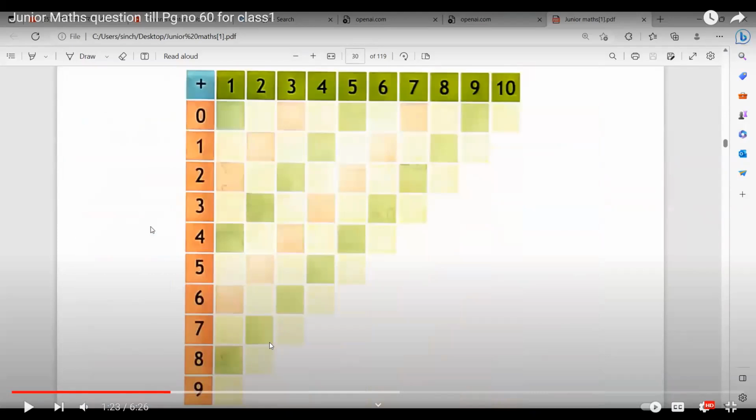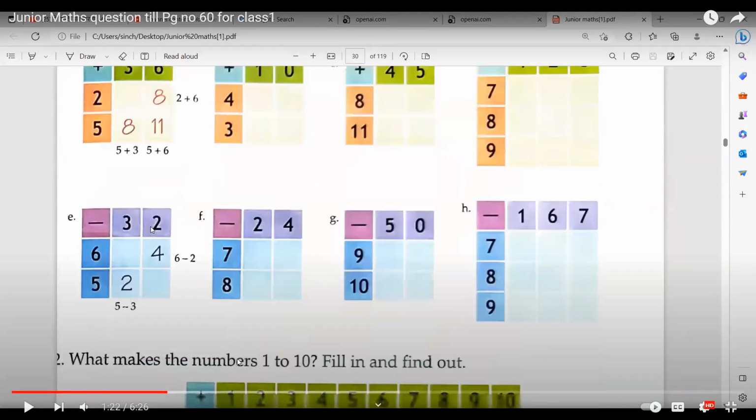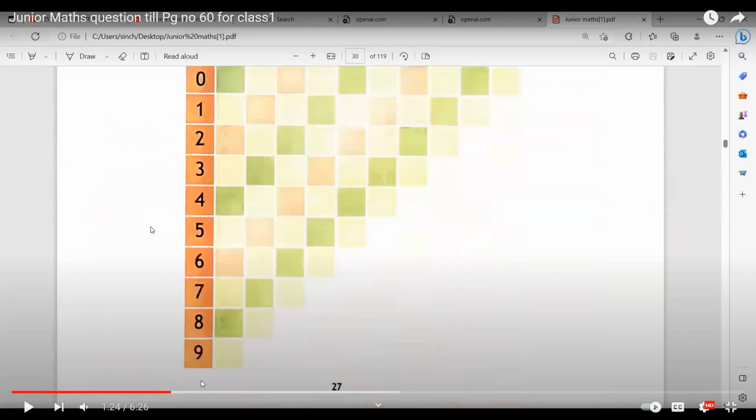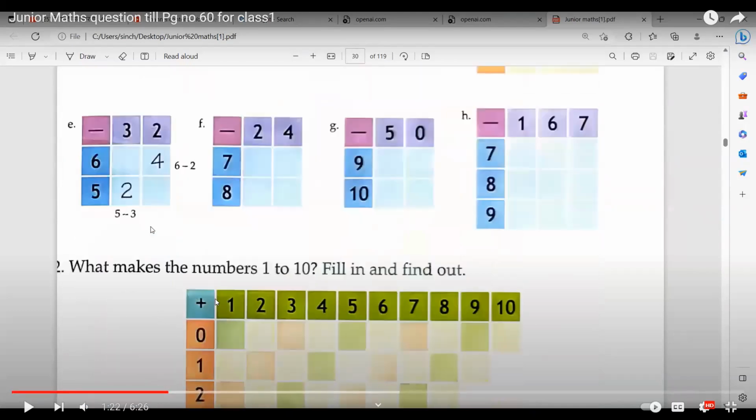Now do this one with them. First, read the question with them. Read the question. What makes the numbers 1 to 10, fill in and find out. Okay, so what makes the number 1 to 10? You have to fill it up and find out. So you have to follow the same pattern like you did in these sums. What pattern? In this box, you have to write how much, Dattatreya, tell me. In the same way. Tell me, Dattatreya, in this box, you have to write how much? One. Write it.